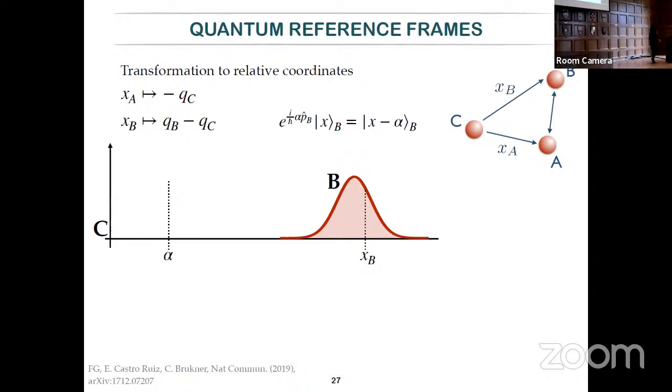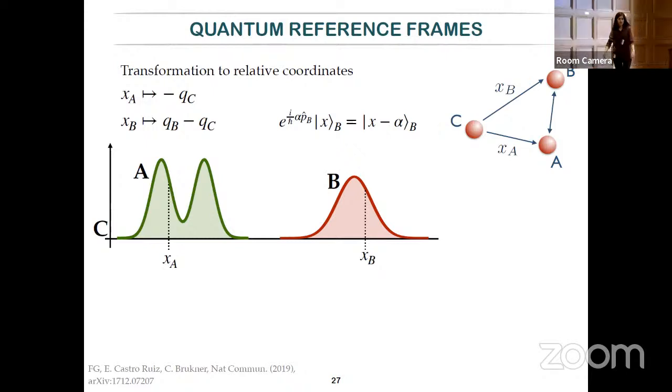But if instead of that sharp position, we have a state that is of that type, then you see that we do not have any more a single position that we can put in that exponential there. So I do not know which position to pick. So what can we do? Well, the solution that we found was that you can apply the translation in a linear superposition in position basis. So you just believe in the linearity of quantum theory.